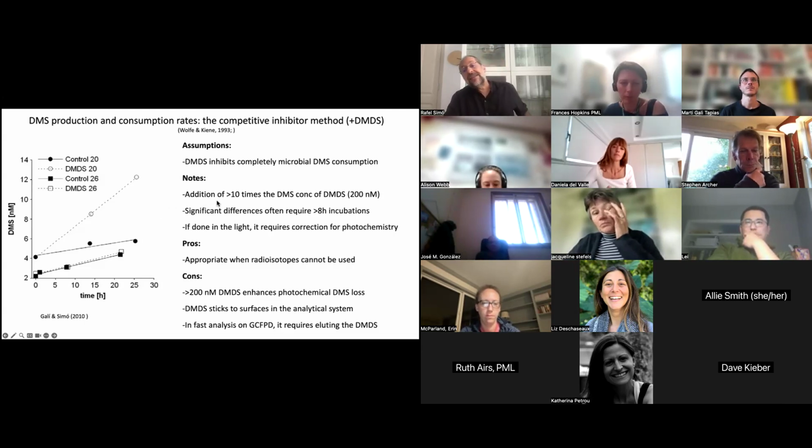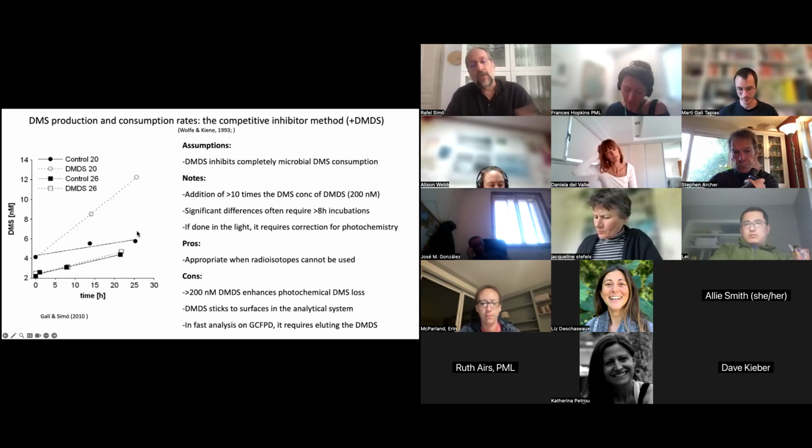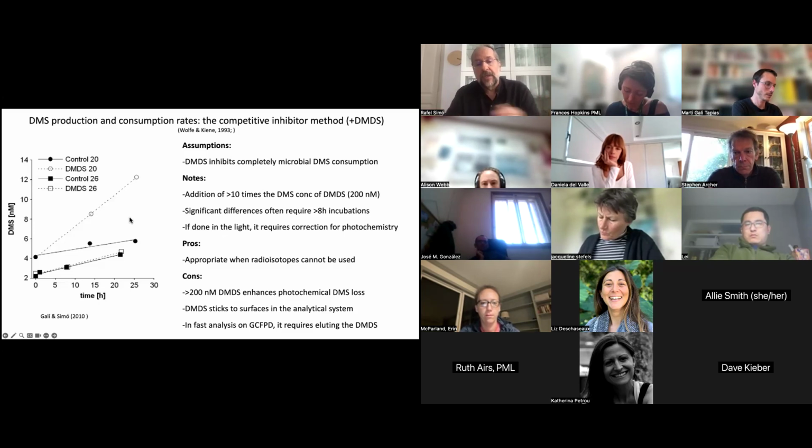You have to add at least 10 times higher concentration of the inhibitor, DMDS in this case, than the endogenous DMS concentration. So we typically use 200 nanomolar. And sometimes to see a significant difference between the two curves, it requires long incubations, long meaning longer than 8 hours. So it's not for very short term. And if you do it in the light, this is always a problem. For instance, when we're looking at how DMS production and DMS consumption vary over the diel cycle, of course, you have to correct for photochemistry, for photochemical loss in your bottles that is occurring along with these biological transformations.